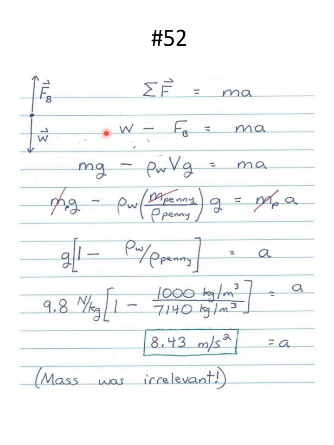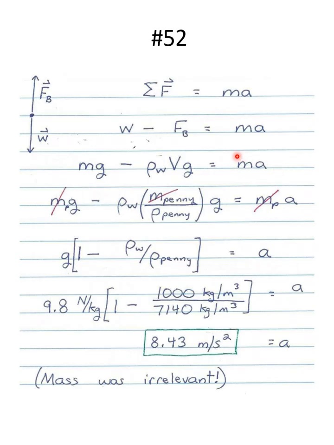Let's fill things in. Weight of the penny is mass times g. The buoyancy force is the density of the water times the volume displaced times g. That's Archimedes' principle right there. Equals mass times acceleration. And be careful in all these problems that you're distinguishing, very often we're looking at the densities of two different substances. Maybe it's the object and the fluid. And make sure that you are distinguishing which density we are talking about.